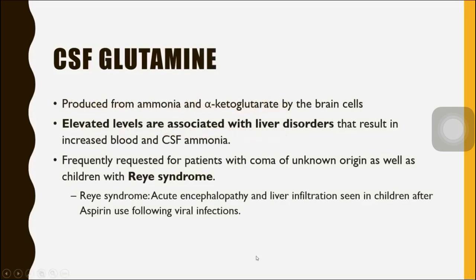Next, we have CSF glutamine. CSF glutamine is produced from ammonia and alpha-ketoglutarate by the brain cells. So usually, glutamine is the deactivated form of ammonia. CSF glutamine is associated with liver disorders. Specifically, the liver disorders we usually mean are cirrhosis, Reye's syndrome, and hepatic encephalopathy. Those conditions may cause elevated ammonia.